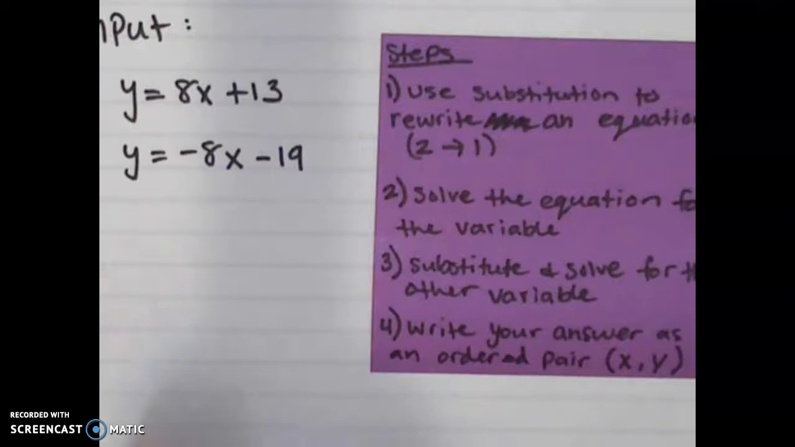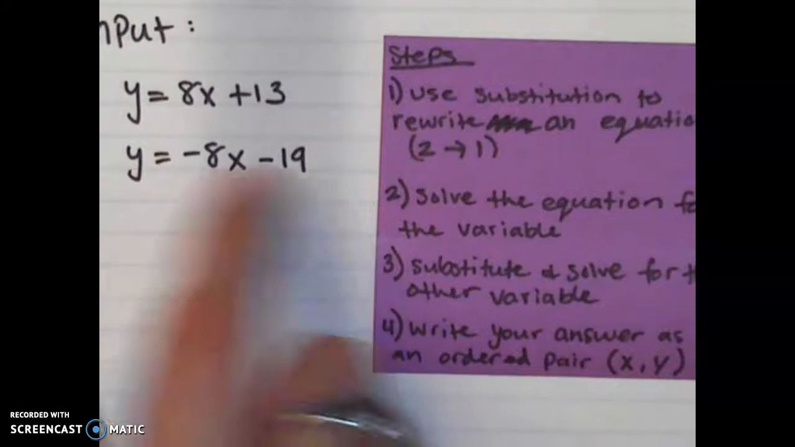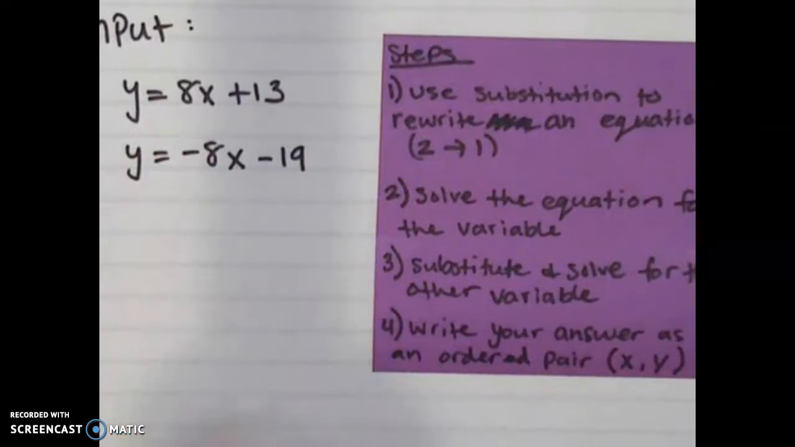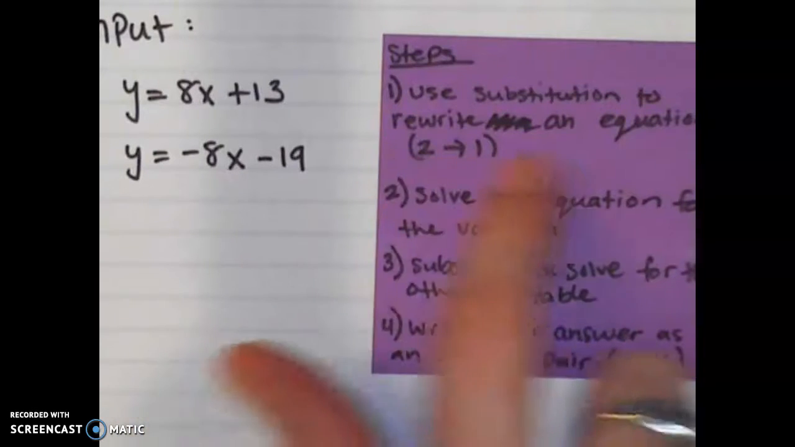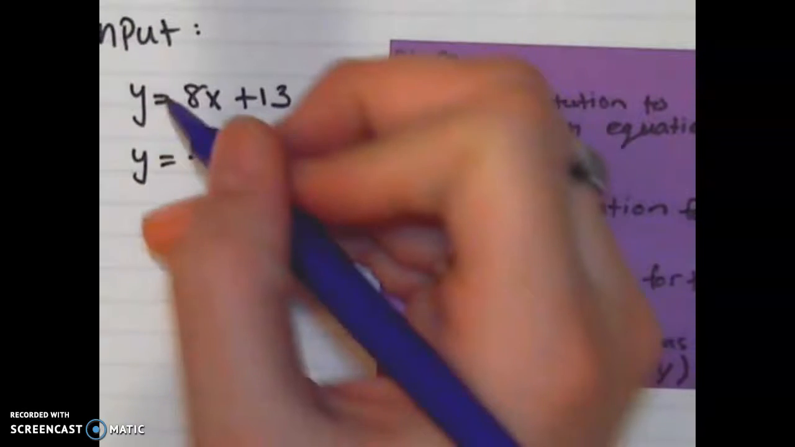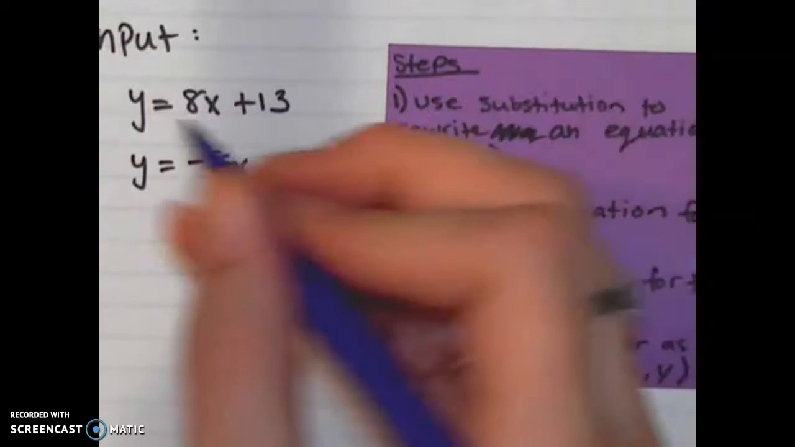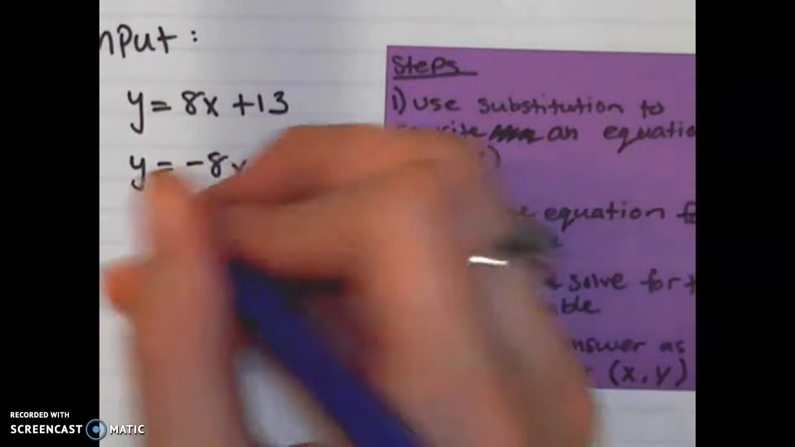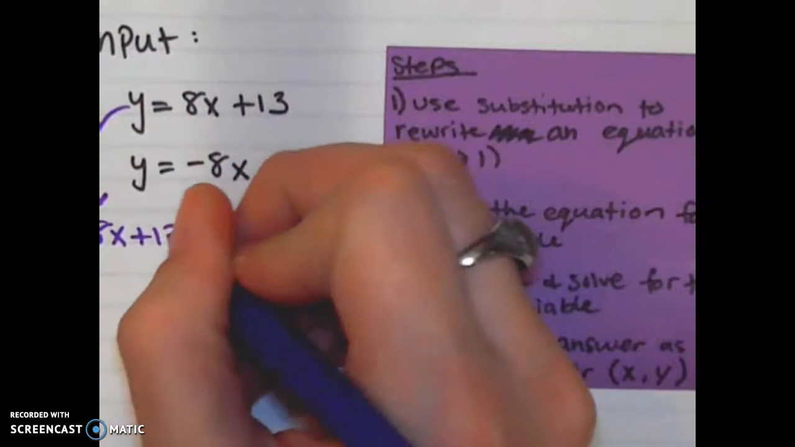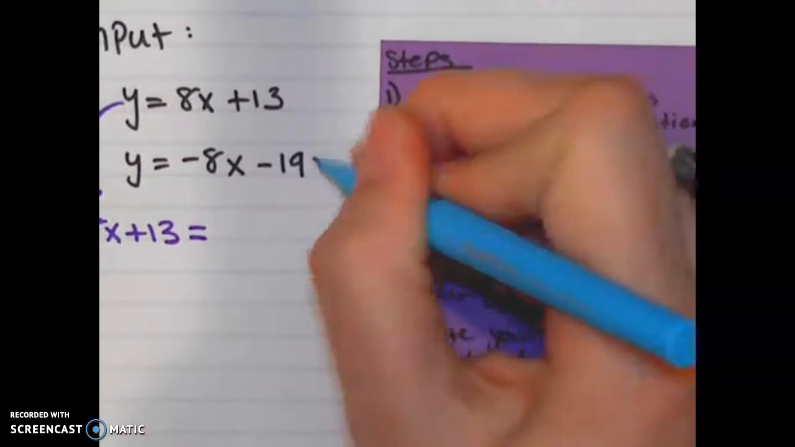I see that y equals this equation, and I also see y equals this equation. We have two answers for y. These are both y equals two different things. So I am able to rewrite this equation, and we're going to go from two equations to one. Basically we're taking the y's out, and I'm going to set each equation equal to each other. So I'm going to rewrite this one first, 8x plus 13 equals, and now I'm going to write this equation, because they equal each other.